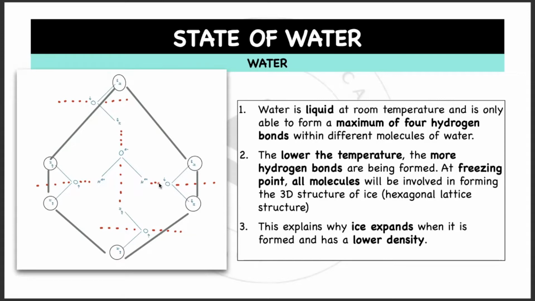But as the temperature lowers, meaning you're going to reach freezing point somewhere around there, more hydrogen bonds are being formed. At the point where it's freezing point, all molecules will be involved in the hydrogen bonds. Therefore, you will get a hexagonal lattice structure. If you look over here and connect all the hydrogen bonds at the edge, you get 1, 2, 3, 4, 5, 6. So you actually get a hexagon. This is how it looks like.